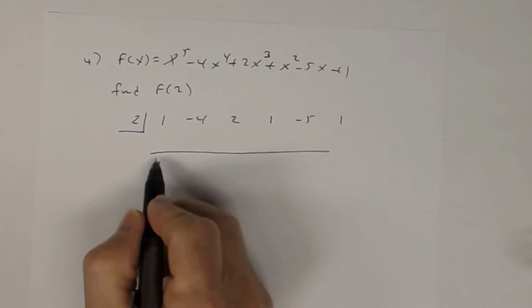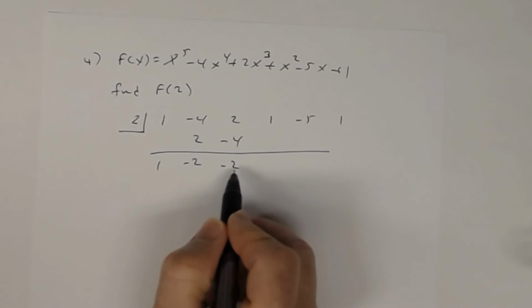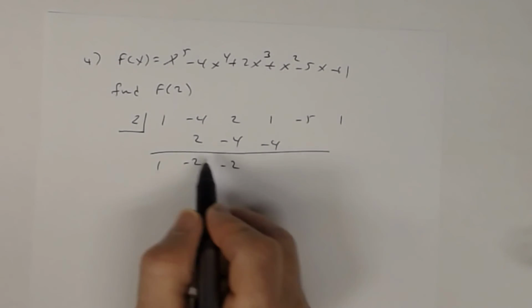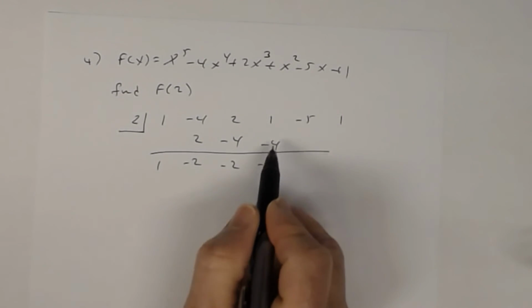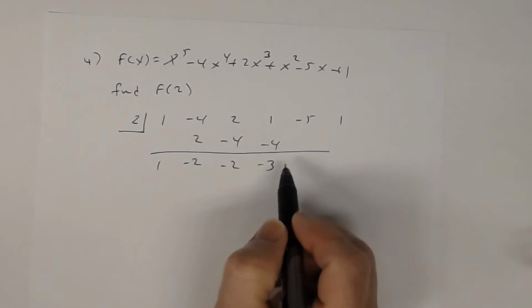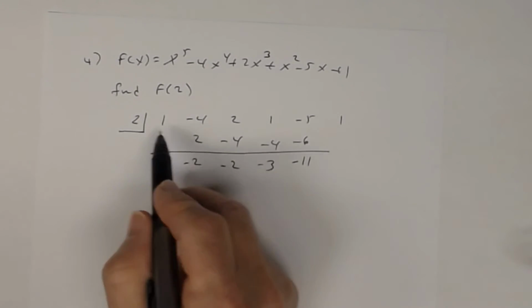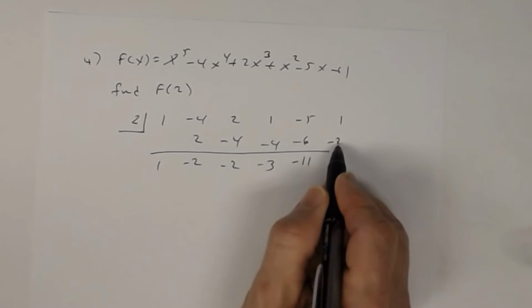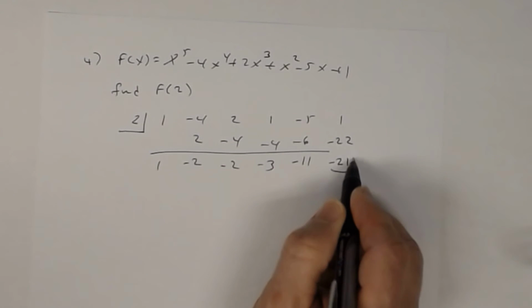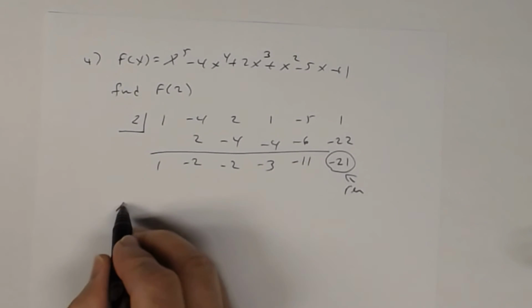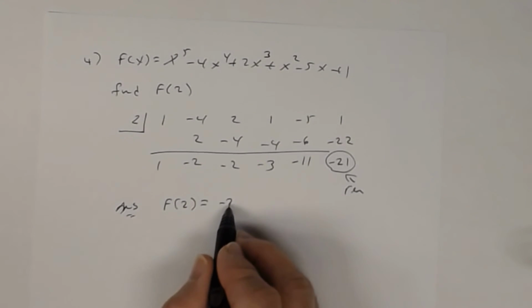Okay, bring on the 1, multiply, you get 2, add, you get negative 2, multiply, you get negative 4, add, you get negative 3. Notice they're all aligned, okay? Then multiply 2 times negative 3 is negative 6, add, negative 6 and negative 5 is negative 11, multiply 2 times negative 11 is negative 22, and you add 1 and negative 22 is negative 21. That's your remainder, and that is the value of f of 2. So f of 2 is negative 21.